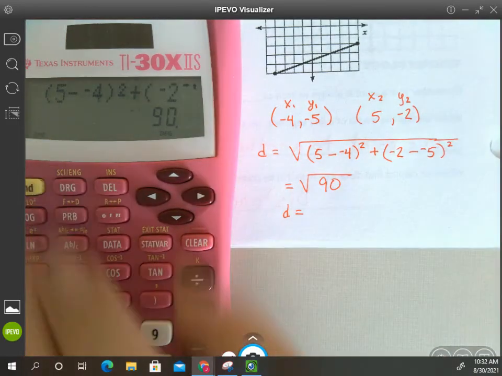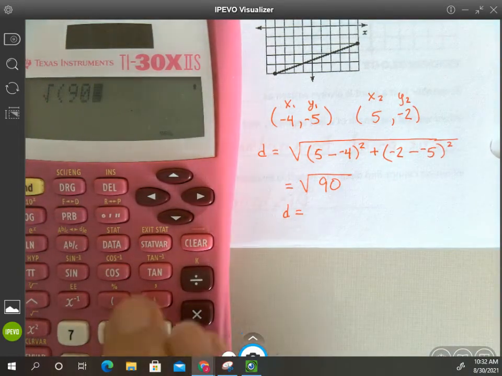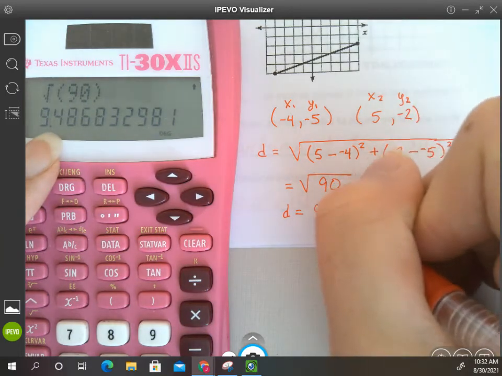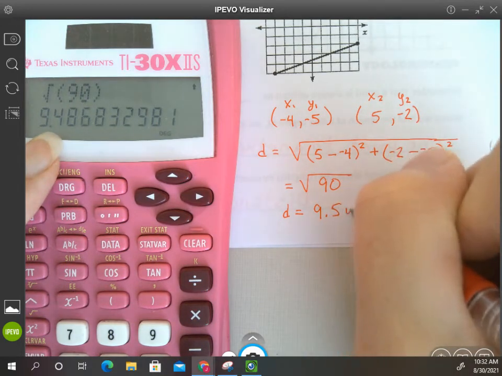All right, so I'm going to take the square root of 90, and we need to round it to the nearest tenth. So what will we get? 9.5 units.